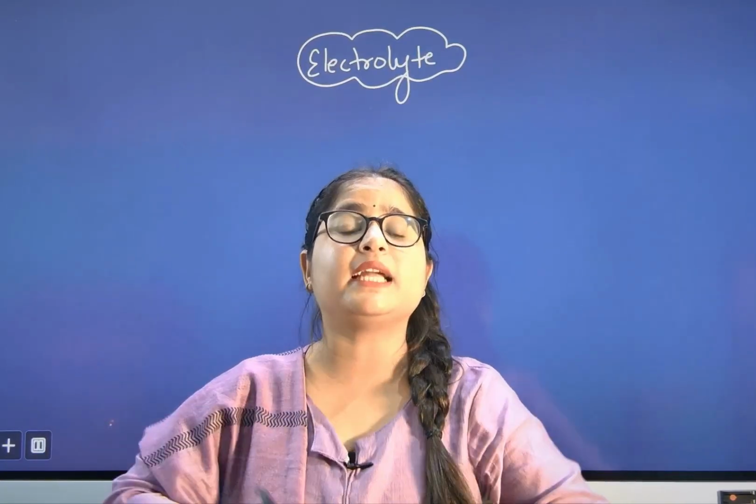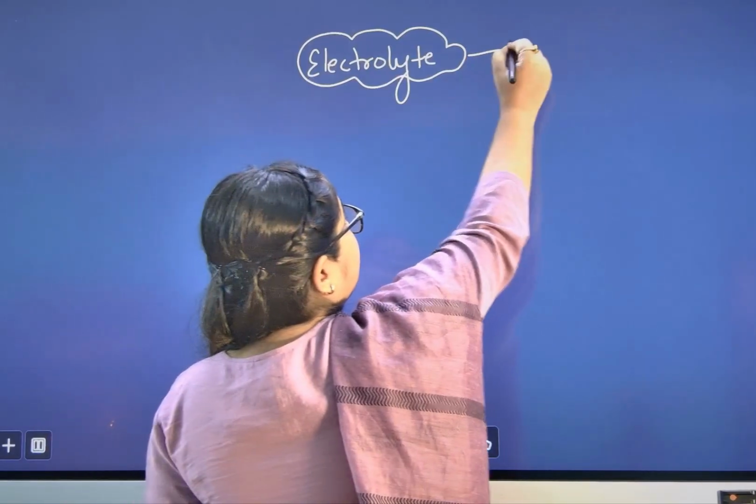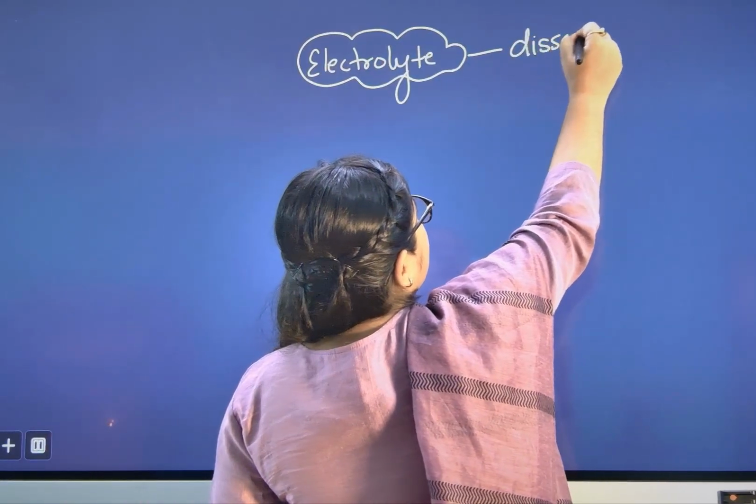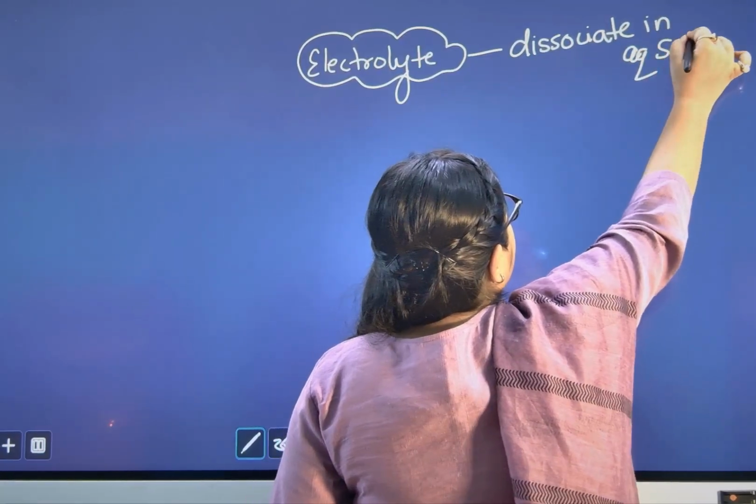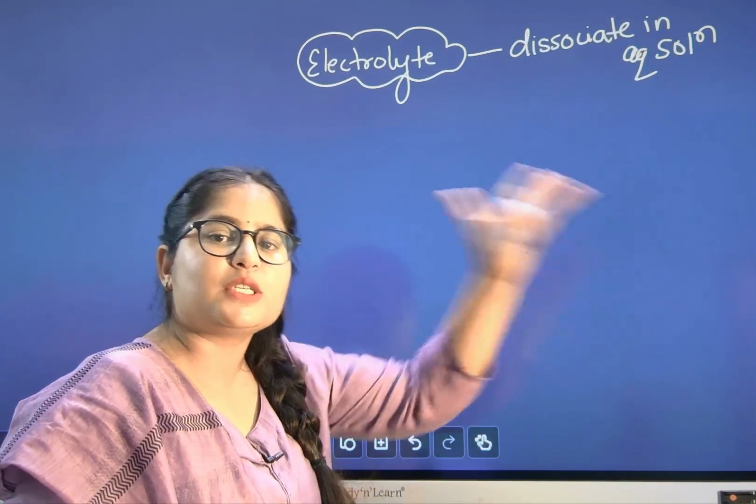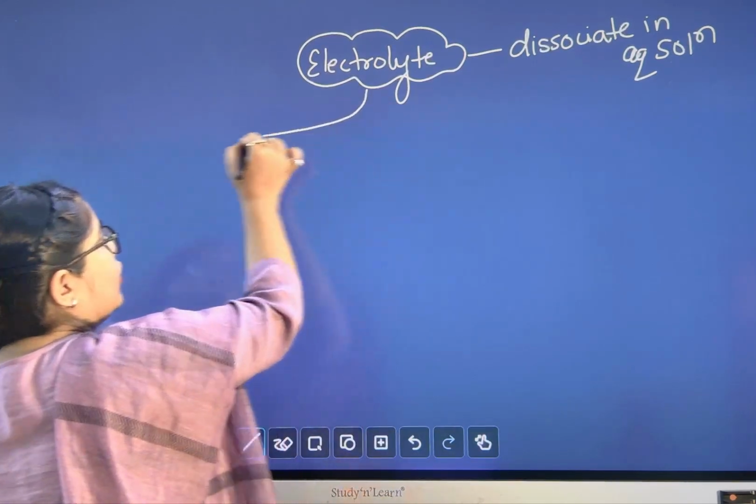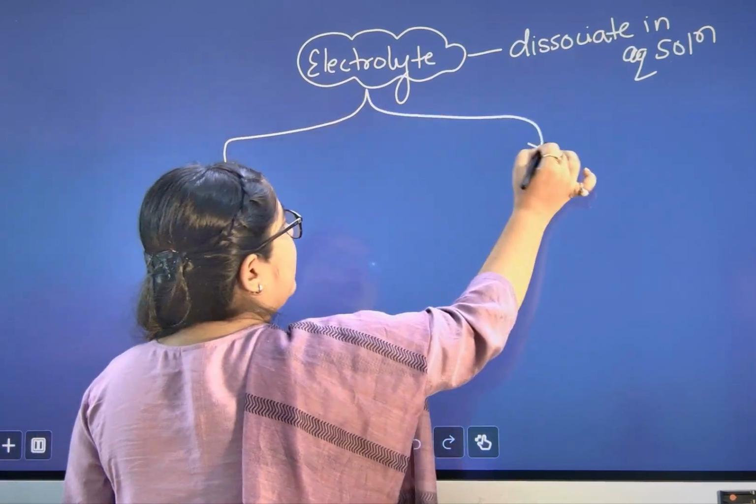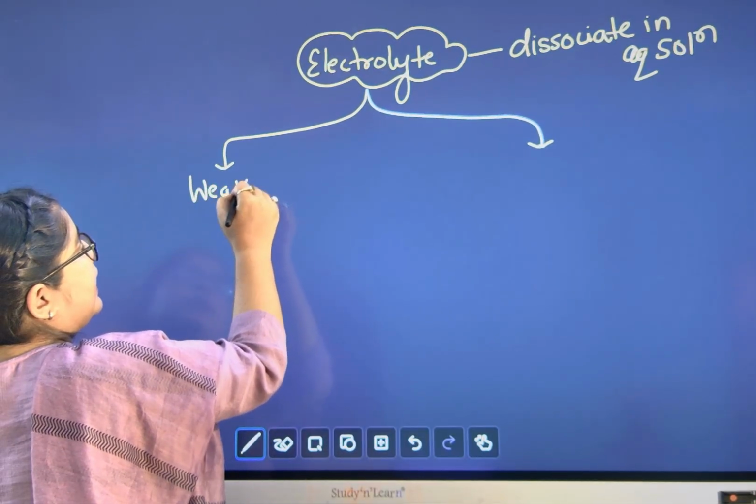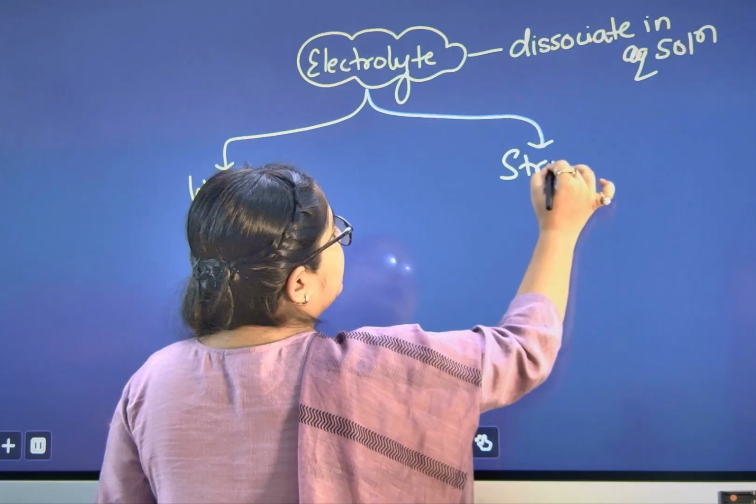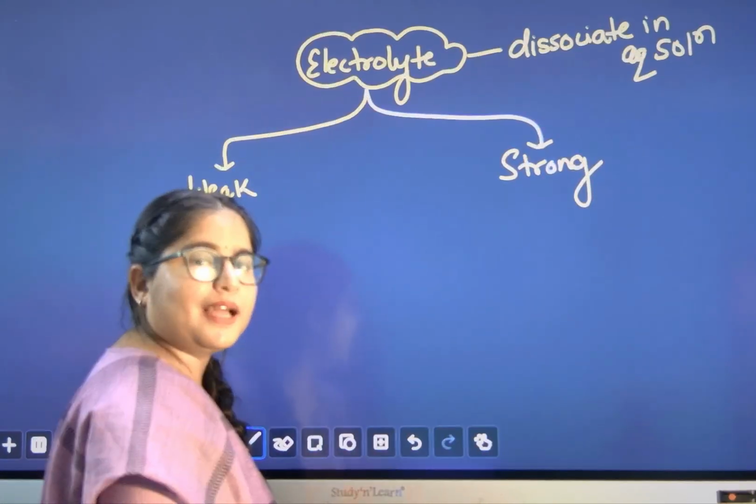So what is electrolyte? Any compound, if we are putting it into water, it dissociates, it ionizes into cation and anion. That particular compound is known as electrolyte. So electrolyte means it will dissociate in aqueous solution. Okay. Now electrolytes are of two types. What are these two types of electrolyte? Weak electrolyte and strong electrolyte.